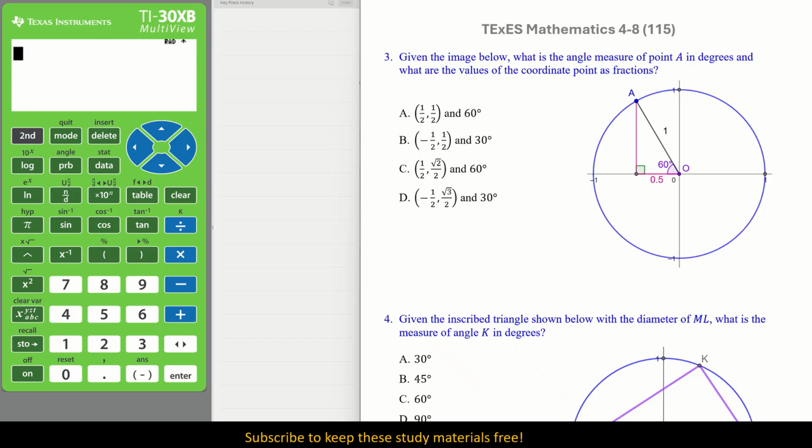Number 3, given the image below, what is the angle measure of point A in degrees and what are the values of the coordinate point as functions? Okay, this should also be very familiar, although they're trying to trick you a little. Okay, let's note here which says 0.5. That is an absolute value. They're giving you a distance, not the coordinate.